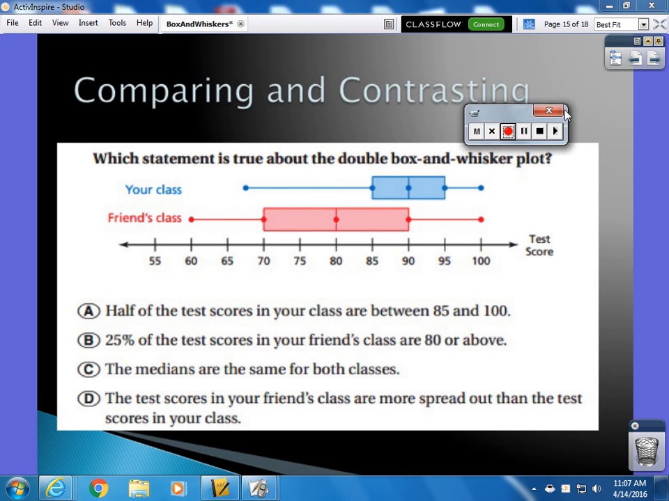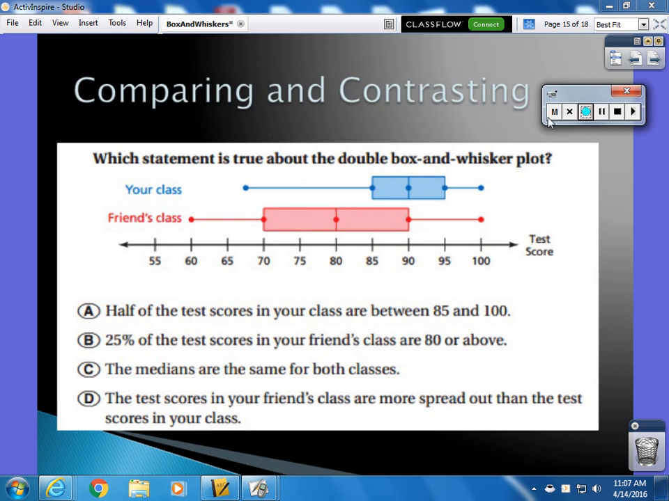So here is a double box and whisker plot, and it compares your class to your friend's class on this particular test score. Let's see which statements are true. Half of the test scores in your class are between 85 and 100. Well, between 85 and 95 is 50% of your class, not 100. So that one's not true. 25% of the test scores in your friend's class are 80 or above. So 25% is right here. That's not an 80, that's a 70.